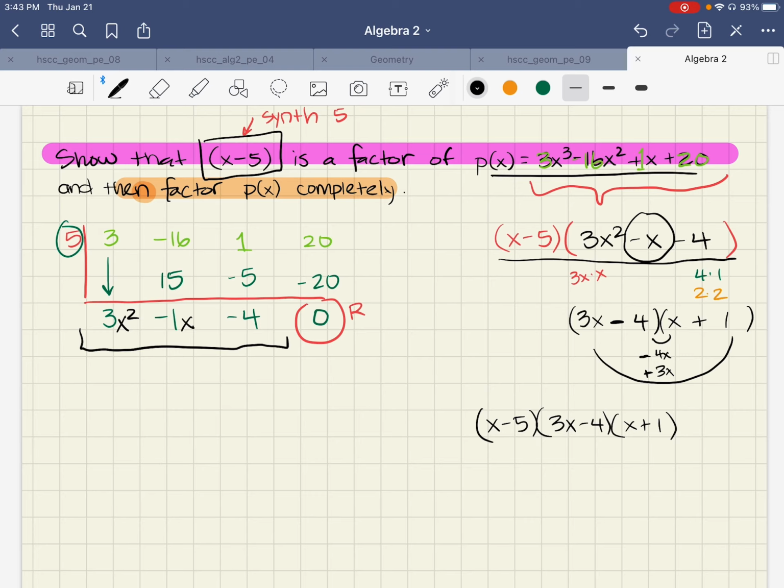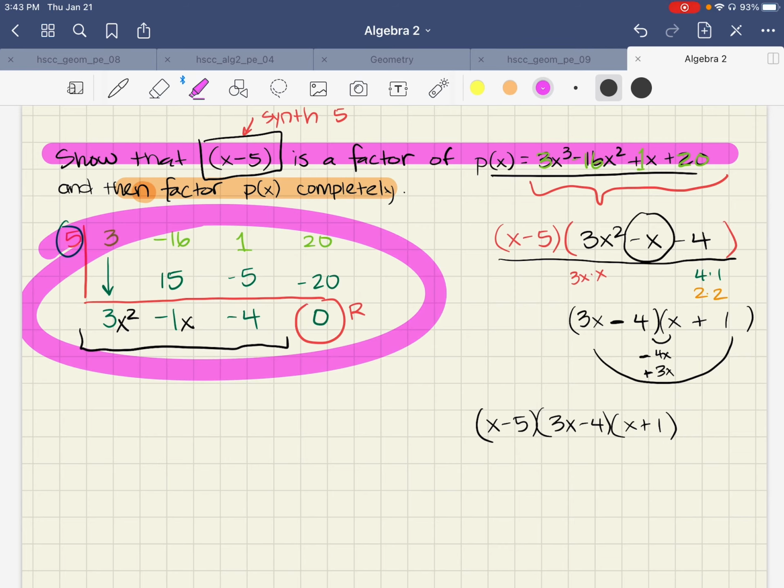All right, so there are two answers right here. Number 1 is this stuff in pink, that answers the pink question. And then number 2, this answers the orange question.